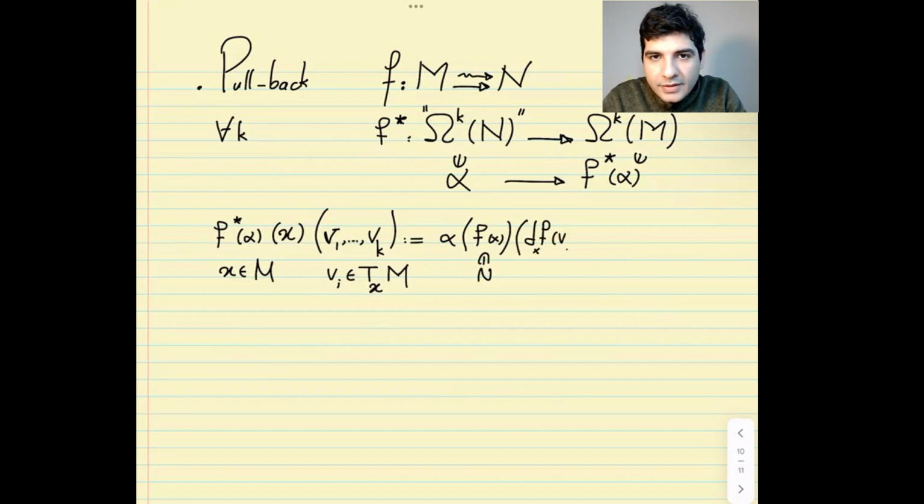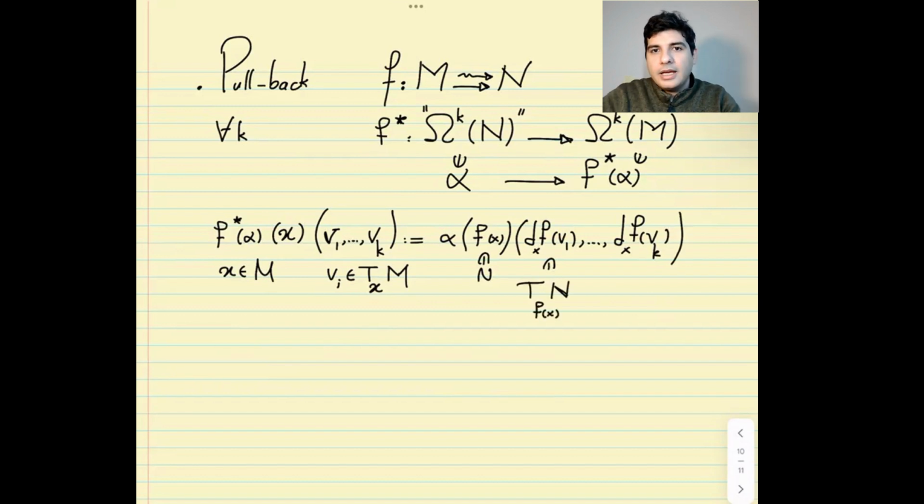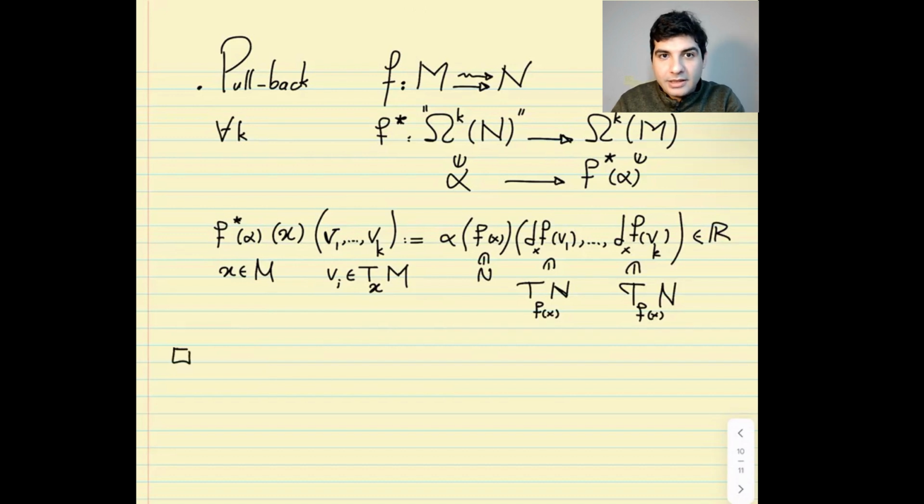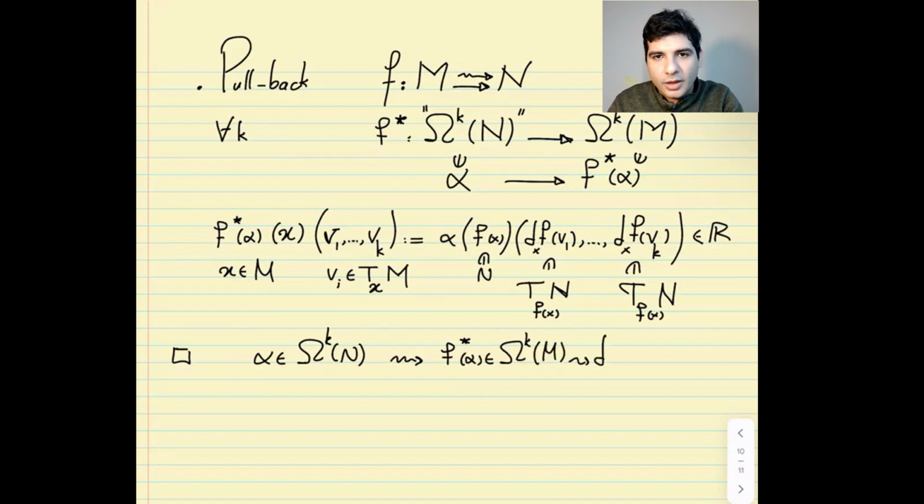Now look at the derivative of f at x. It acts on V1, and would be a tangent vector at N, up to the derivative of f at x acting on Vk. Each of these vectors df_x(Vi) is a tangent vector at N at the point f of x. Alpha is a K form on N. You can plug in K tangent vectors in N at the point f of x. It gives you a number. So we successfully defined what f star alpha is at every point x. That's how the pullback of a K form is defined. We started with a K form on N, and F star of alpha is a K form on M.